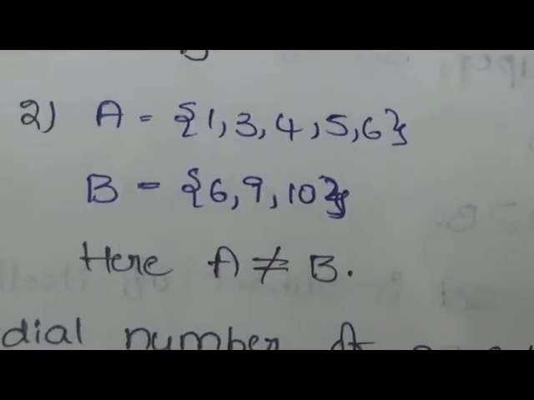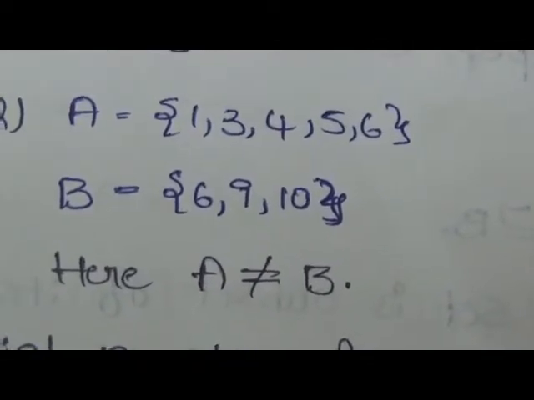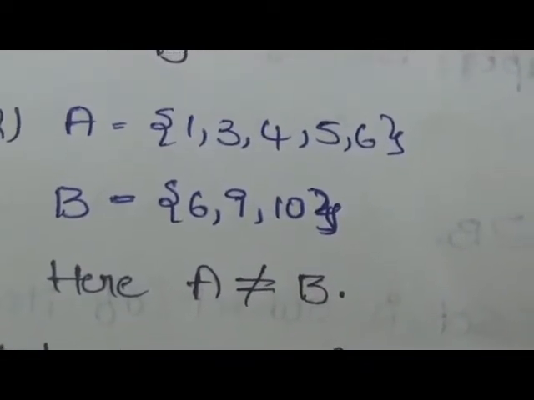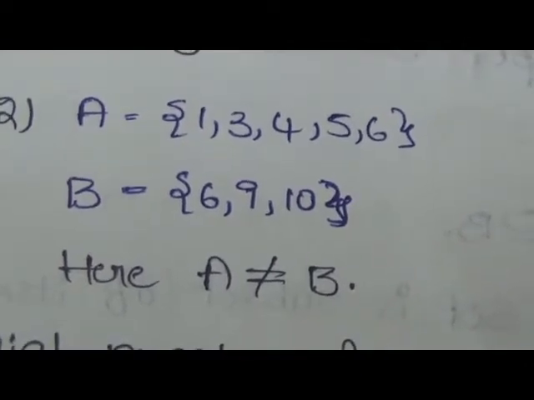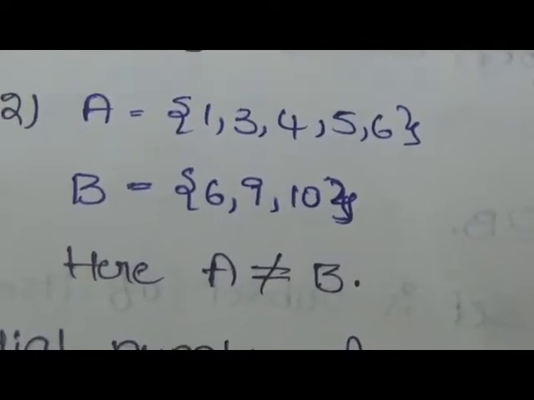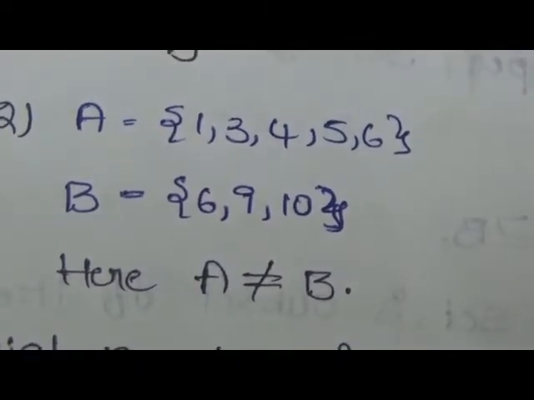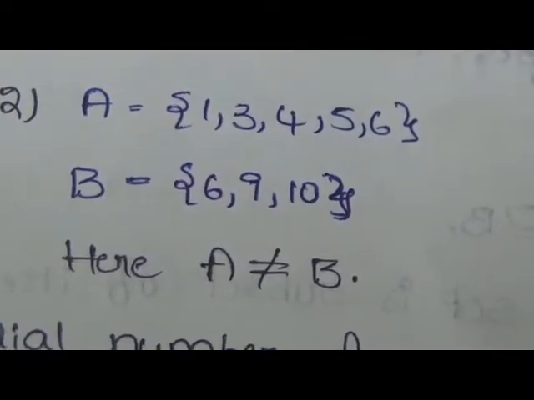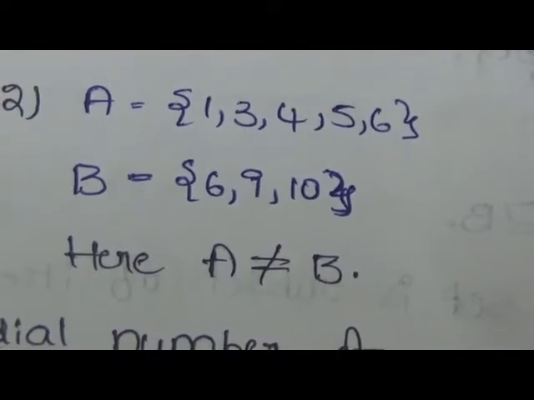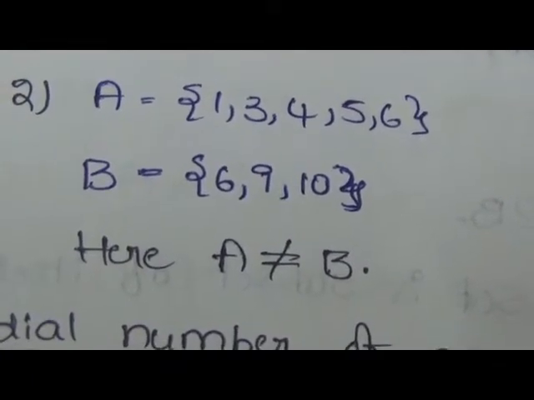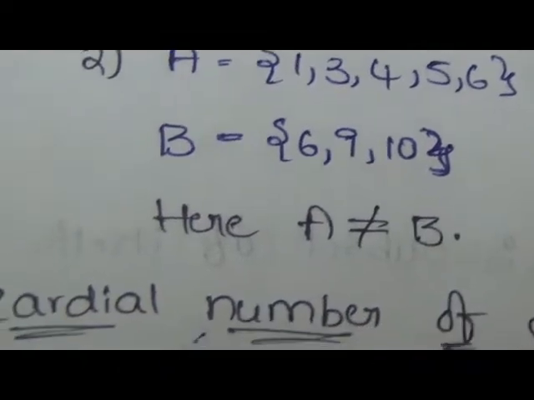Look at the second example. A is equal to {1, 3, 4, 5, 6} and B is equal to {6, 9, 10}. Are the elements the same in both of these two sets? Is A equal to B? No, no elements are the same in these two sets. Here A is not equal to B.